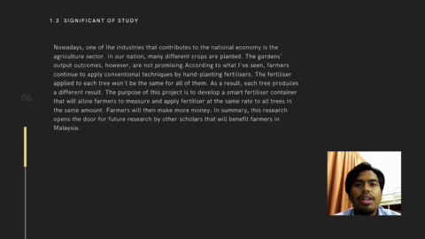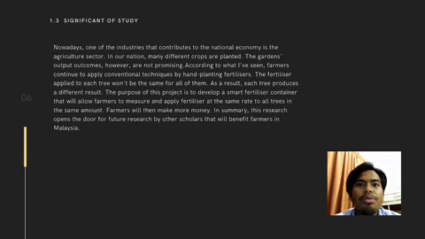Significance of the study. Nowadays, one of the industries that contributes to the national economy is the agriculture sector. In our nation, many different crops are planted. The garden's outcomes, however, are not promising according to what I've seen. Farmers continue to apply conventional techniques by hand planting fertilizer. The fertilizer applied to each tree would not be the same for all of them. As a result, each tree produces a different result.